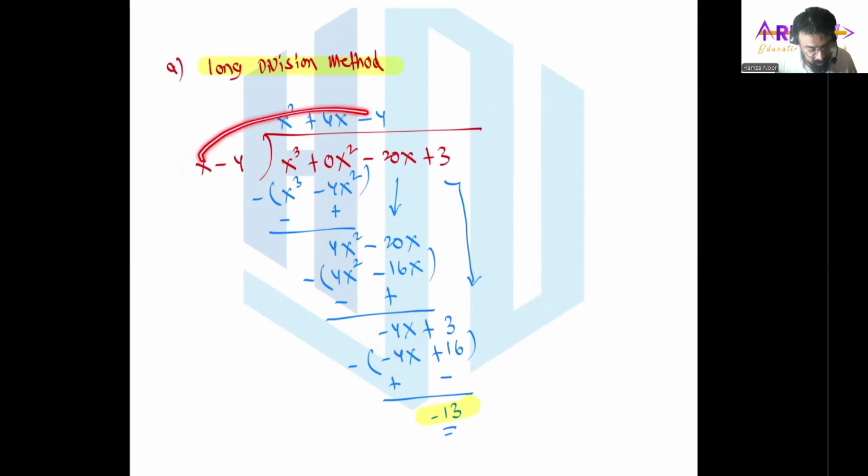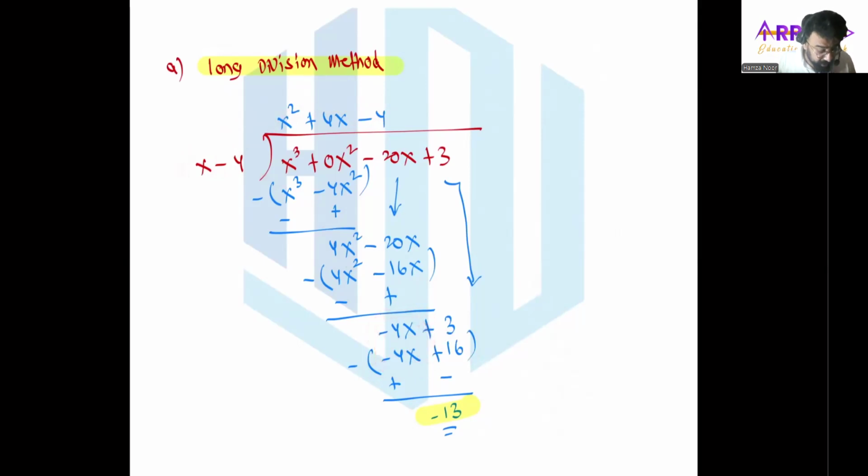You multiply it with minus 4 such that minus 4x comes exactly underneath minus 4x. And then this minus 4 is multiplied by minus 4. This will give you positive 16. So as you can see, the elimination is not happening right now.